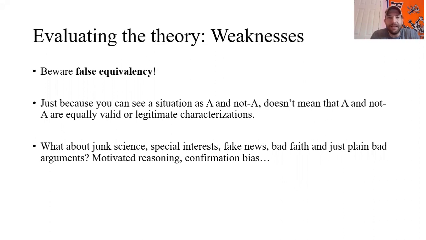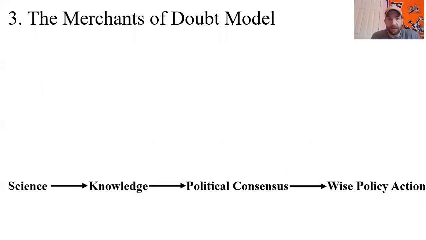That's a problem, okay? So one of the problems with this model then is, what do we do about junk science, special interests, fake news, bad faith, or just bad arguments, okay? What our article will call epistemic trolls. We need another theory to account for that. And so let's take our third theory here, the merchants of doubt model.